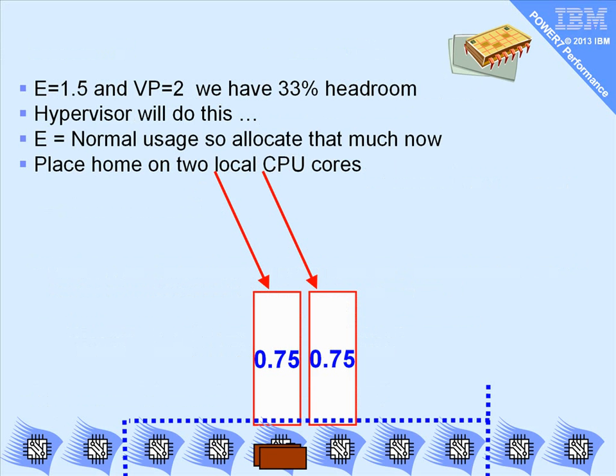So here we have the entitlement of 1.5, which covers the normal use so that it's guaranteed it doesn't have to struggle. If we actually reduce the VP to 2, then the chances are when we start up this logical partition, it will allocate 0.75 onto 2 cores on the same chip with local memory. We still have a headroom of 33%. We could go up to using the whole of this core quite comfortably, taking in our peaks, but we have 100% local memory now. This should give us a further performance boost.